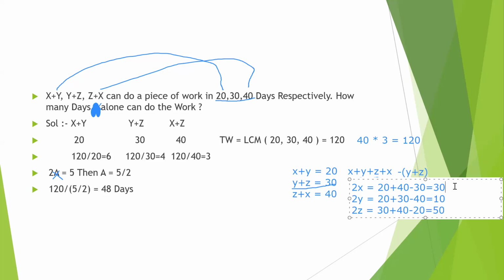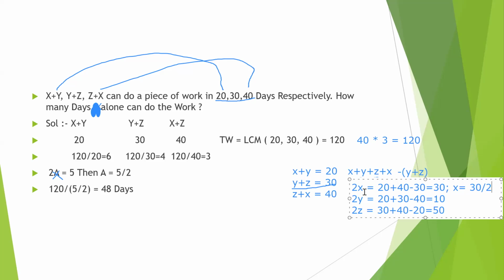If you know 2x, then x equal to 30 by 2, that equal to 15. In the same way, we can get those values. But here, this is the complete value. We know the entire value, but we need the individual values.